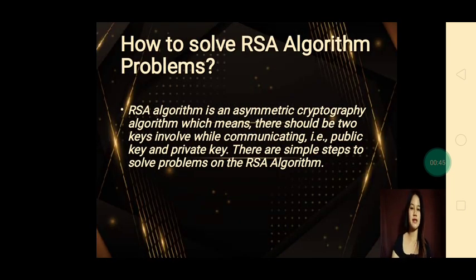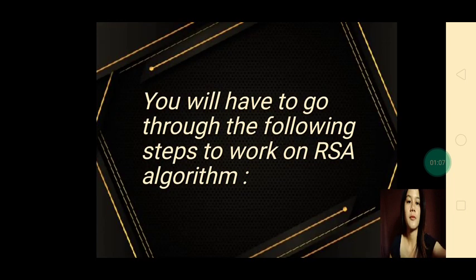How to solve RSA algorithm problems? The RSA algorithm is an asymmetric cryptography algorithm, which means there are two keys involved while communicating, i.e. a public key and a private key. There are simple steps to solve problems on the RSA algorithm. You will have to go through the following steps to work on the RSA algorithm.